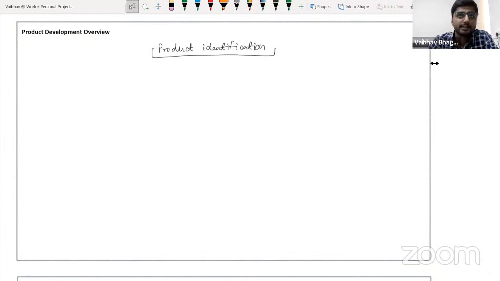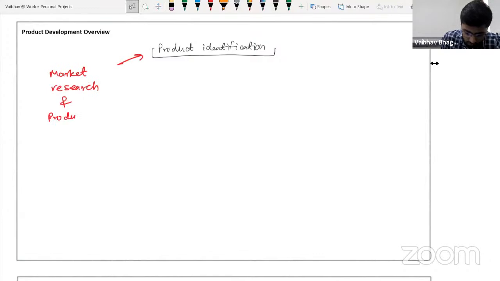Basically, product identification is the stage where you identify which type of product you want to make, for which market or for what kind of problem. Definitely there is going to be a very big phase before the product identification, which is the product research or the market research phase, after which the product identification and the product development process will start.